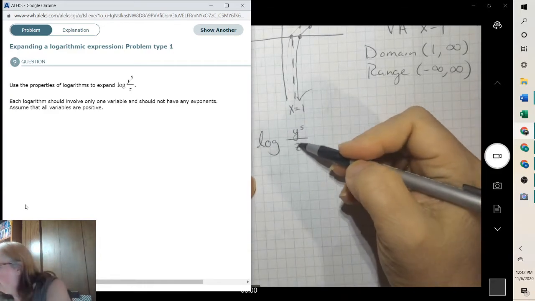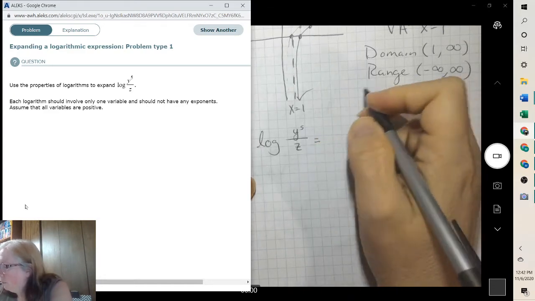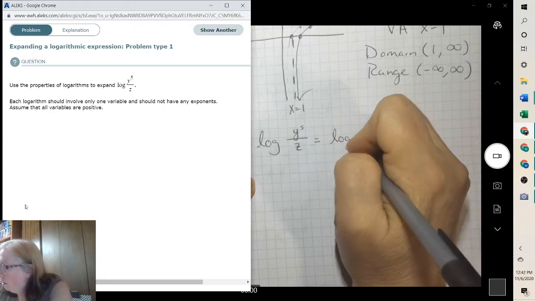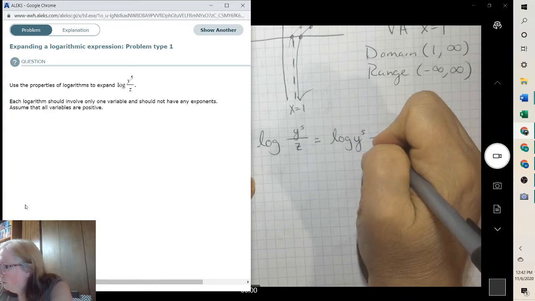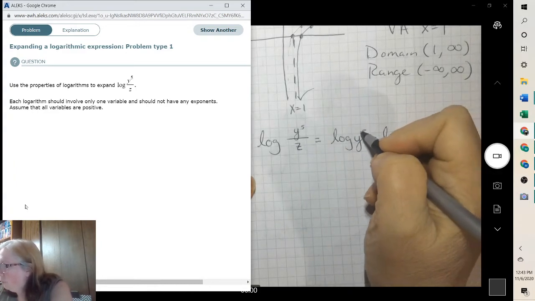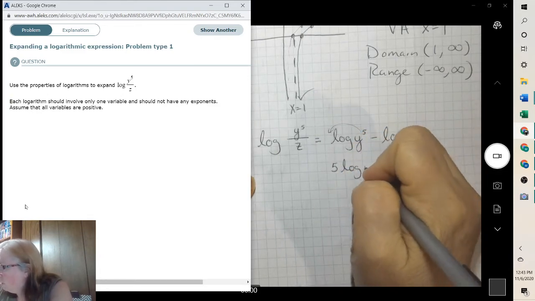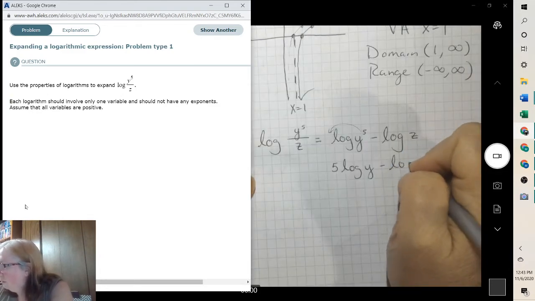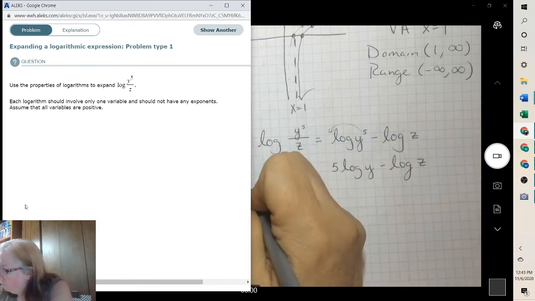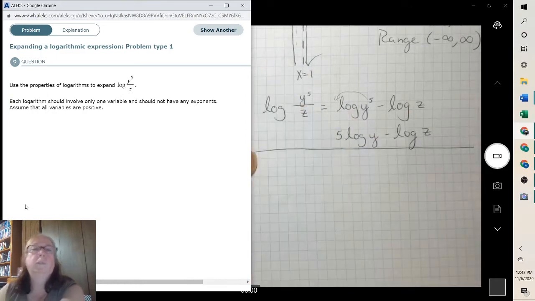Okay, so when you have a division, anything in the bottom becomes a minus. So it's log y to the 5th minus log z. And then exponents come down in front. 5 log y minus log z. That's all that's to it. Try another one.